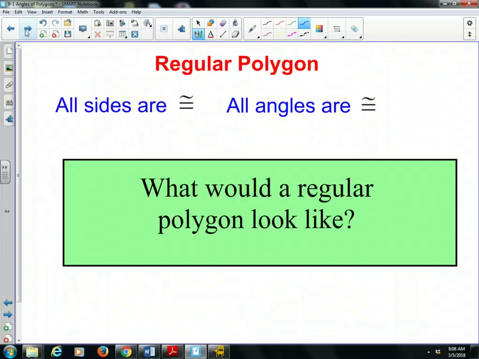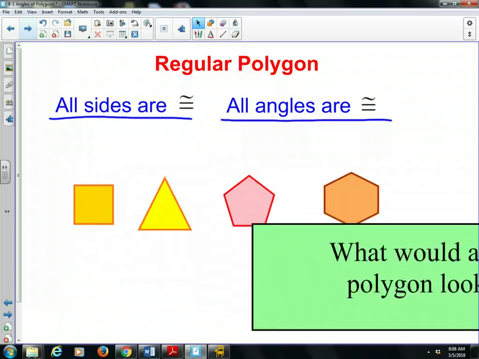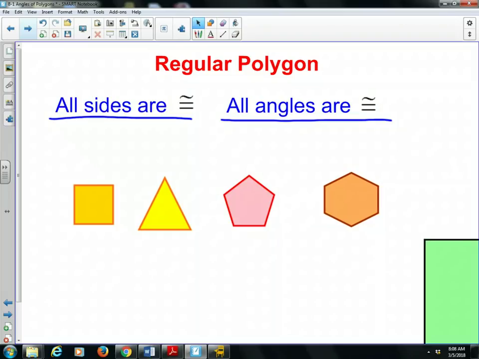A regular polygon is where all sides are congruent and all angles are congruent. So all the sides are the exact same length, all the angles are the exact same degree measure. So the regular polygons are always going to be convex. All the vertices will be pointed out. But again, it's an even more specific type of convex polygon.